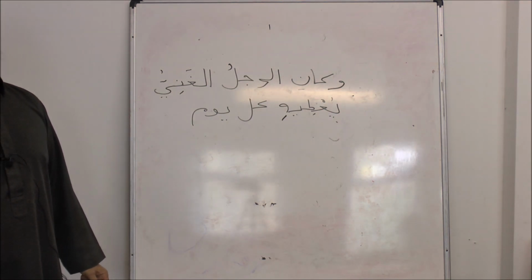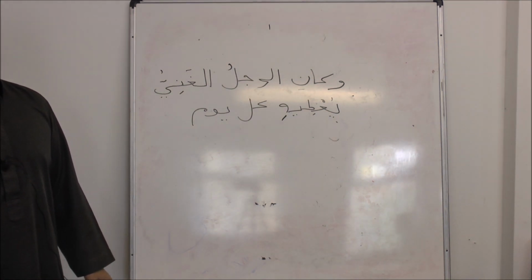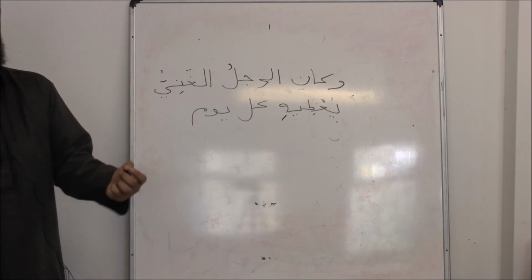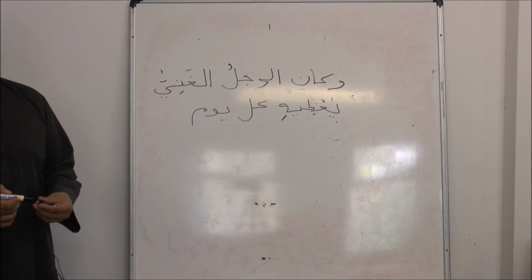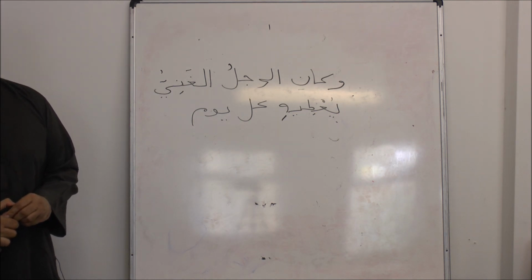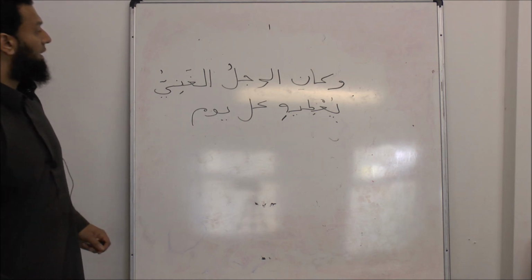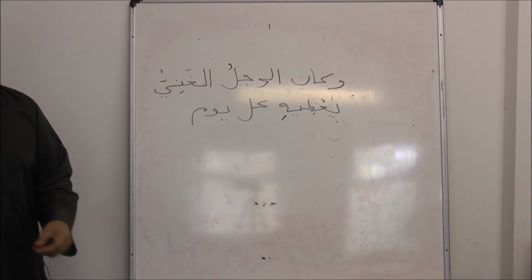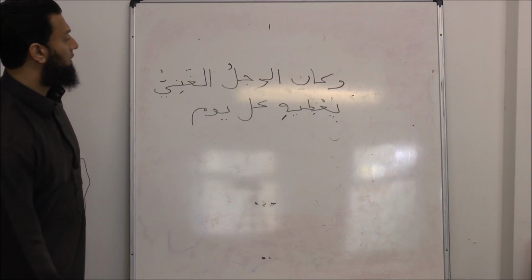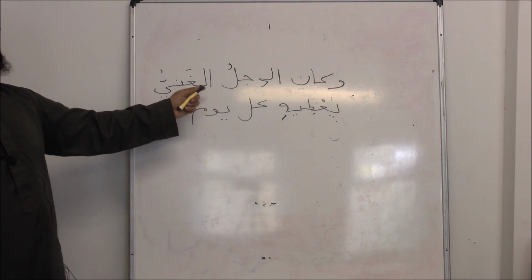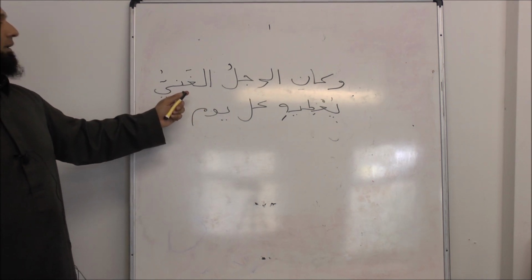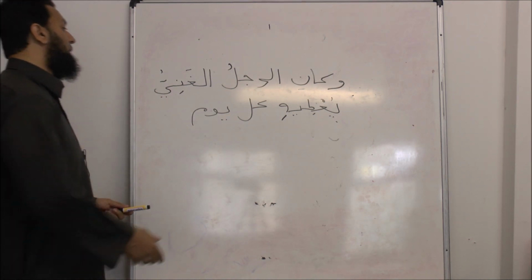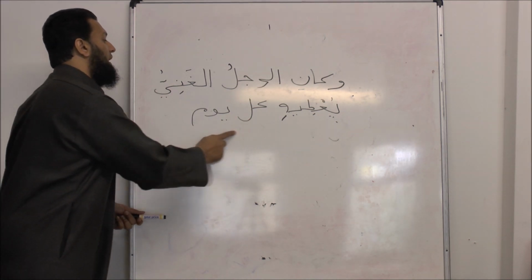وكان الرجل الغني يعطيه. What does that mean? And the man used to give him. The he referred to. So الرجل الغني, the he referred to, يعطيه gave him. Then we have كل and يوم.